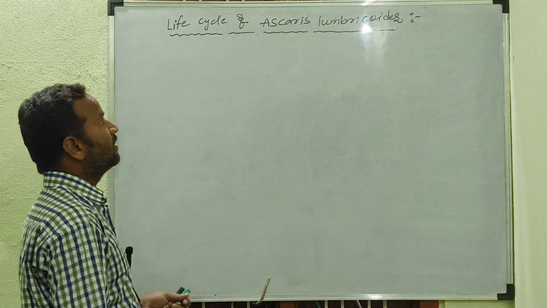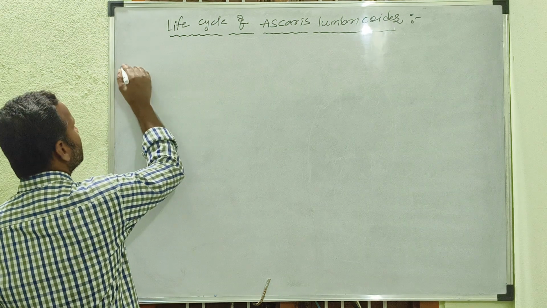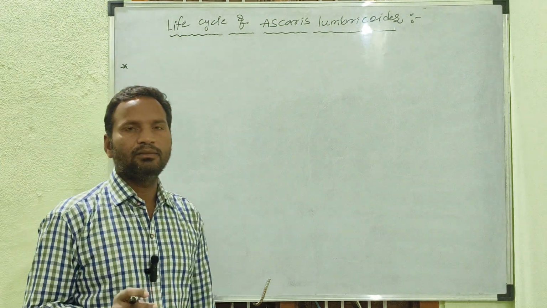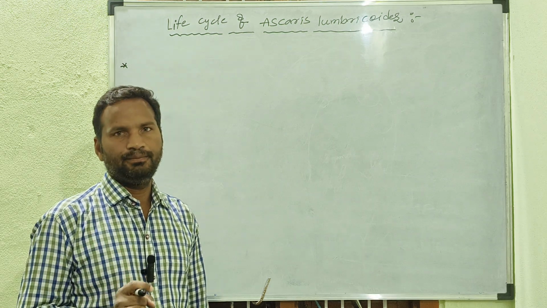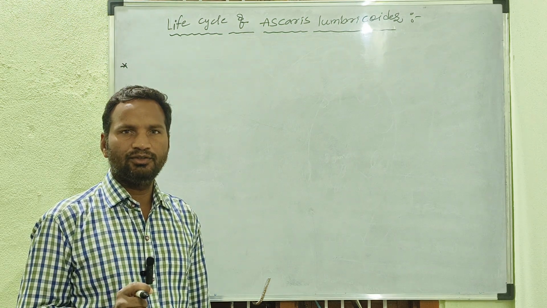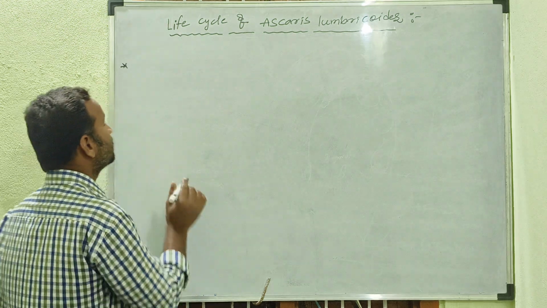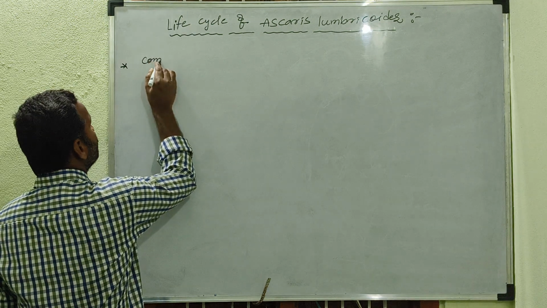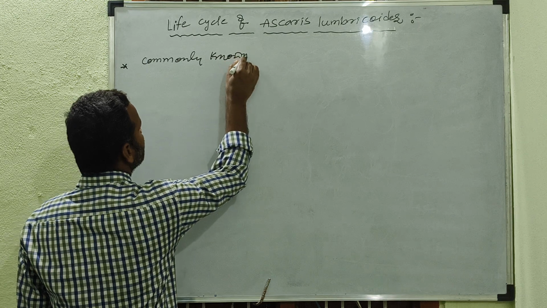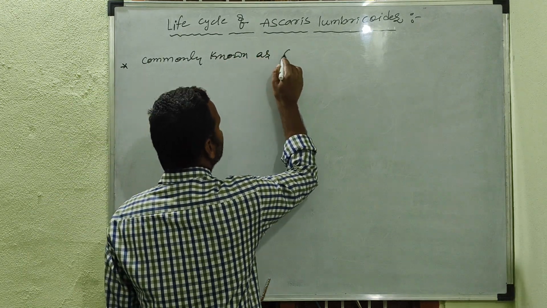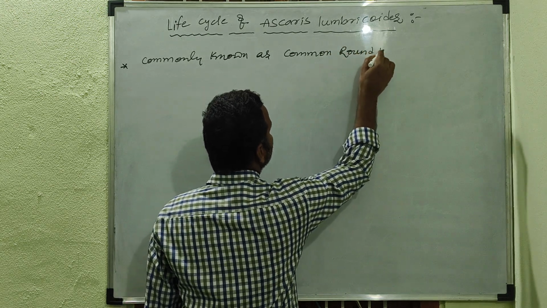Now, the life cycle of Ascaris lumbricoides. The Ascaris lumbricoides parasite belongs to the phylum Nematoda. Leave it, it is not important. The Ascaris lumbricoides is commonly known as the common roundworm.